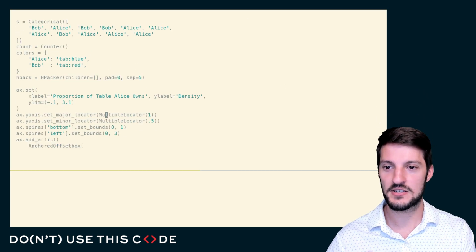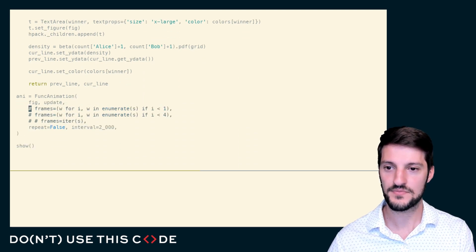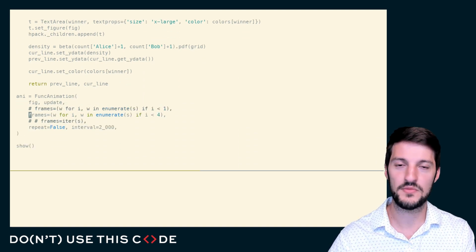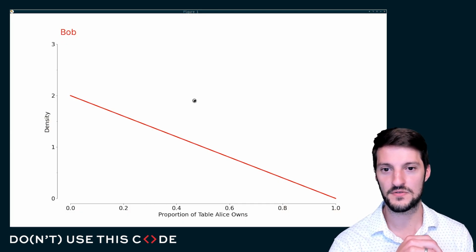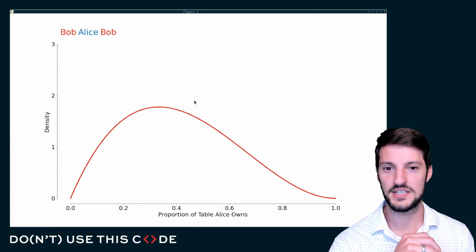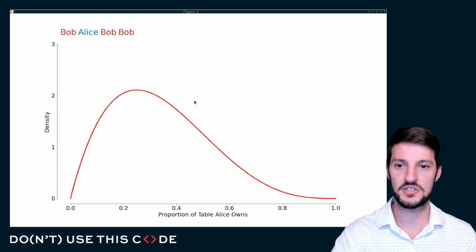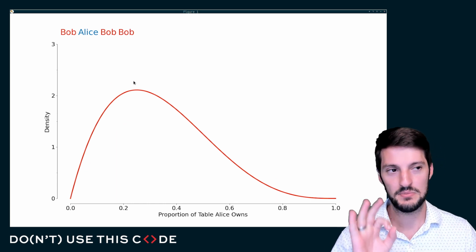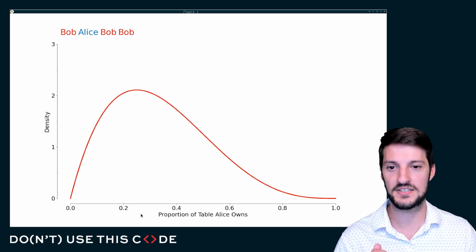Let's go ahead and start adding more and more data into our plot. So instead of just the first part of our sample, let's look at the first 4 parts of our sample here. And so we'll see this plot update. We can see Alice, then Bob, and then we have another Bob. And you start to see this distribution take shape, and there's a preference right now. Bob has won 3 times, Alice has won once, so it makes sense that there's a preference that Alice owns less than half of the board.